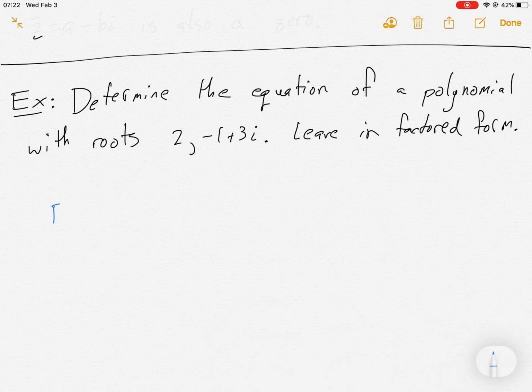All right, so let's go ahead and pick a letter for our polynomial. I like to use p for polynomial. P of x equals, now each of these roots has to have a linear factor. So it's going to be x minus 2. And then this one's going to be a little bit strange. I'm going to go x minus, now I have to write this complex number in here.